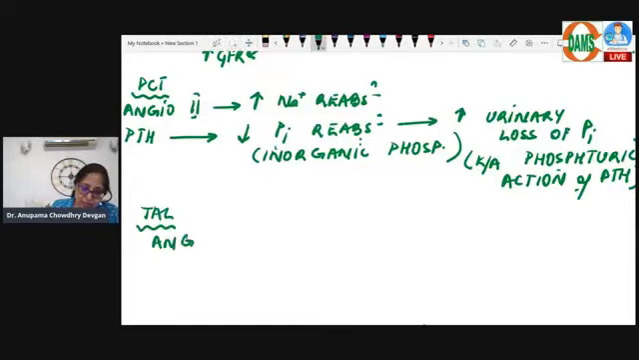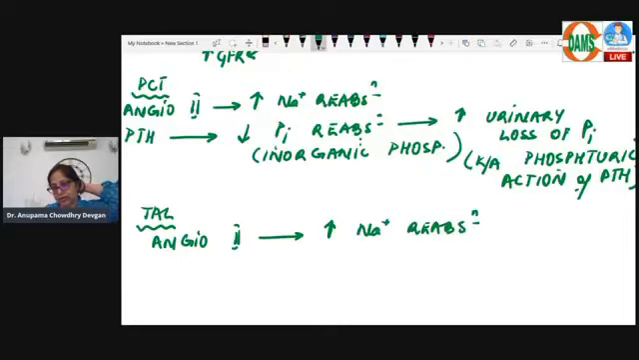Think ascending limb. Angiotensin II. Angiotensin II increases the sodium reabsorption. Angiotensin II increases the sodium reabsorption in the thick ascending limb.